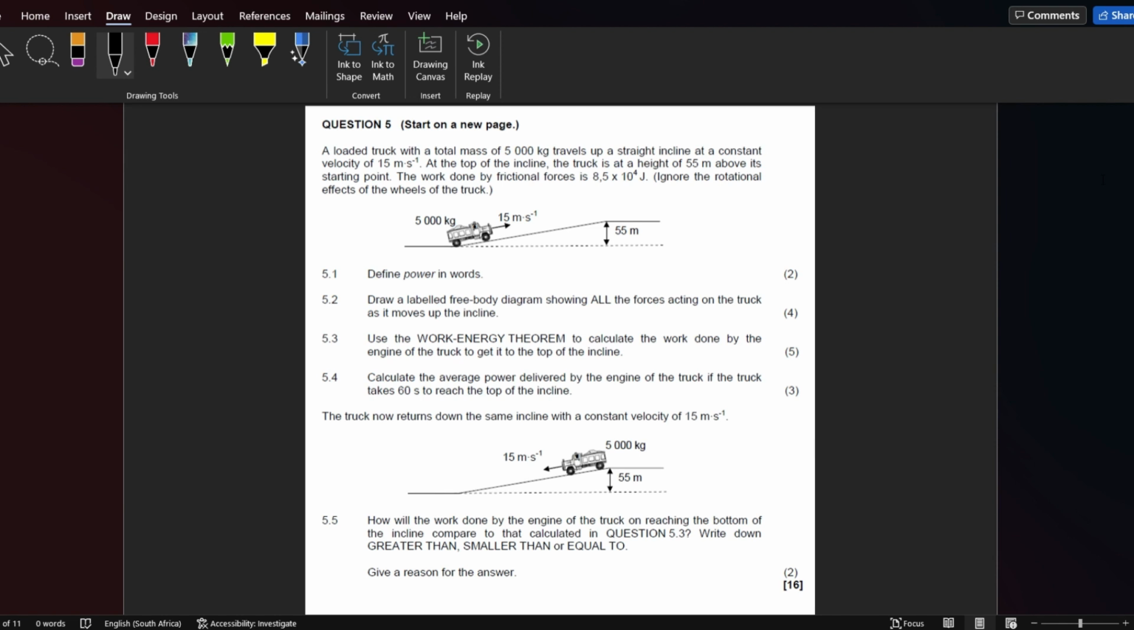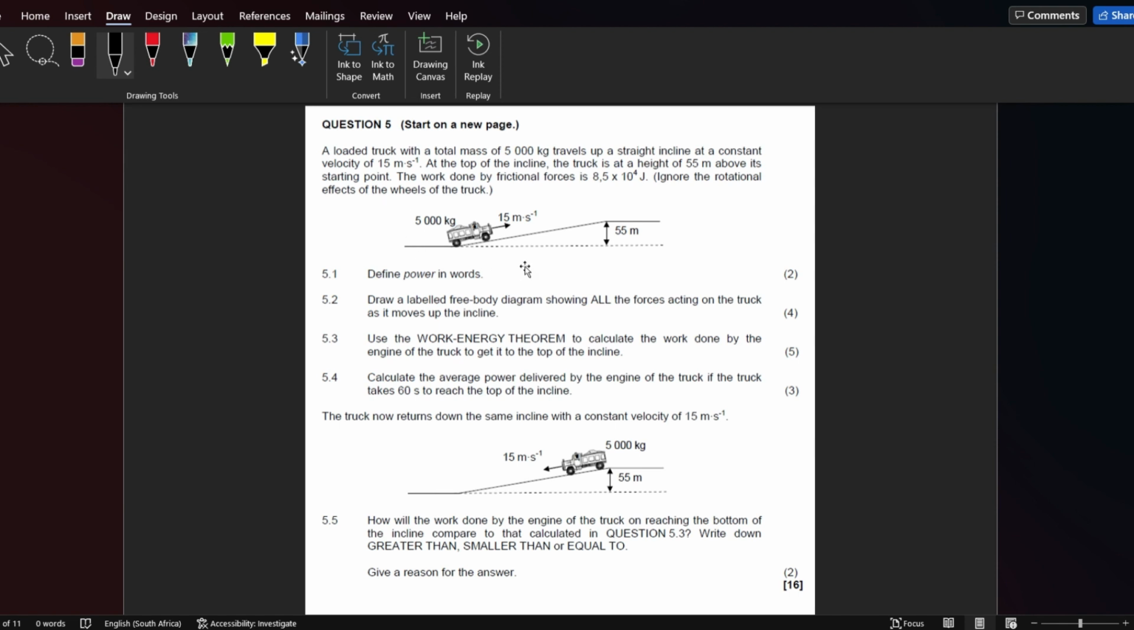The question says a loaded truck with a total mass of 5,000 kg travels up a straight incline at a constant velocity of 15 meters per second. Constant velocity already indicates to us that the acceleration of the truck is zero because the velocity is constant. At the top of the incline, the truck is at a height of 55 meters above its starting point. The work done by frictional forces is 8.5 times 10 to the power 4 joules. Ignore the rotational effects of the wheels of the truck.